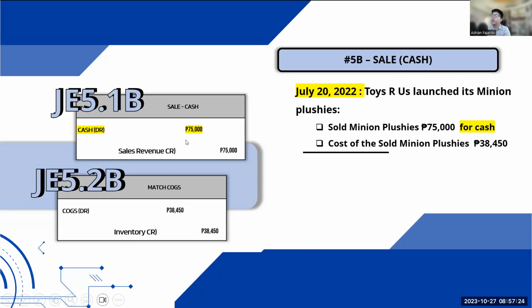And then, the only difference lang is paano kung cash, right? So, cash, ang mangyayari would be debit cash, credit sales revenue, and then debit COGS, credit inventory, 38,450. So far, clear pa naman yung 2 journal entries. Kindly thumbs up if everything's clear. Yeah. Okay. So, sales, very straightforward. You make 2 journal entries.